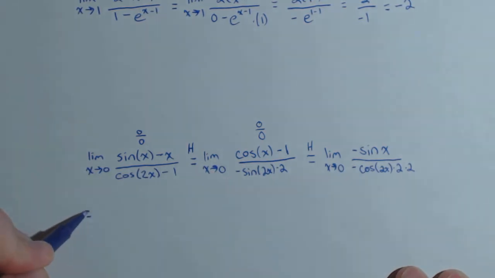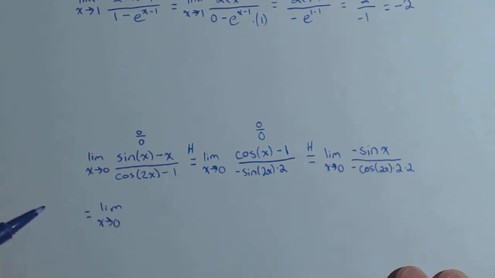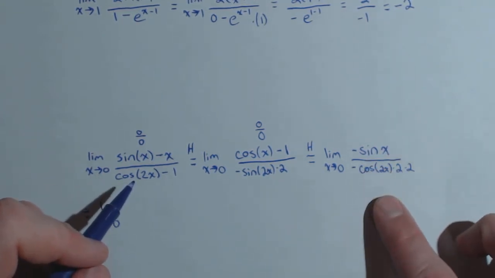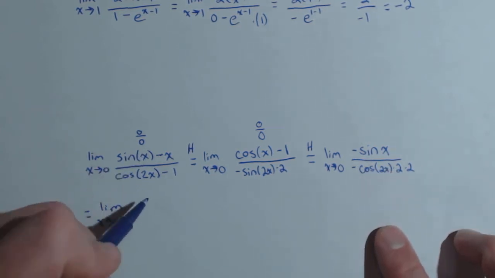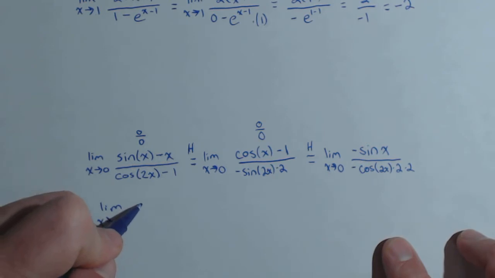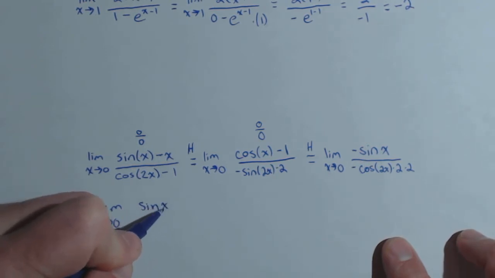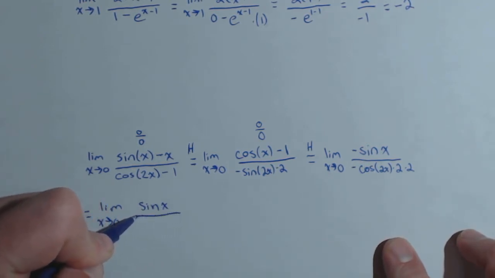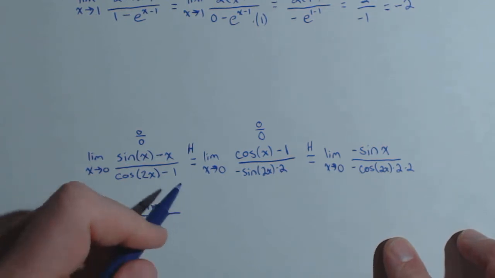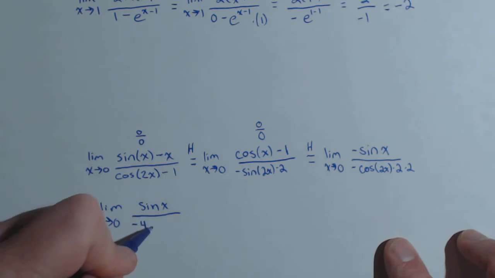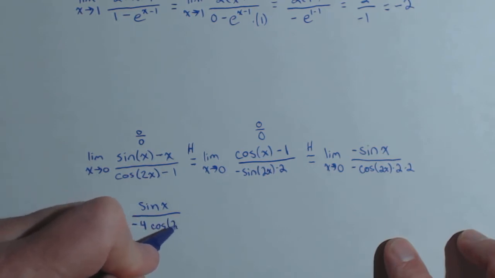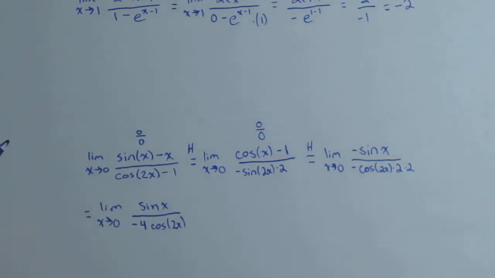So let's go ahead and simplify that before we get any further. So limit as x approaches 0. I have a negative on top and bottom, so if I want, I can go ahead and cancel those negatives out, and so I have sine of x over negative 4 cosine of 2x.